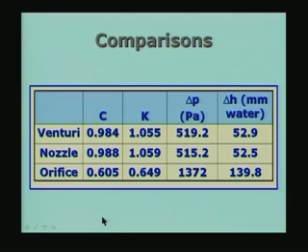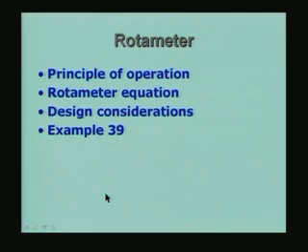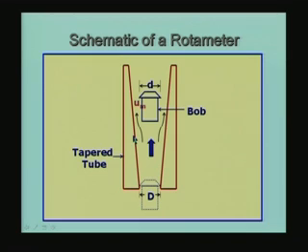So, let us now look at what are the other kinds of instruments which can be used for measuring the flow rate. One of them is called the rotameter, or it is also called the drag effect meter. So, we will look at the principle of operation of a rotameter, how it is constructed, what are its characteristics. We will derive what is called the rotameter equation, and then we will look at the design considerations, and then we will take up an example 39. That is what we want to do. So, I have shown a schematic of a rotameter, so that we can take off from this.